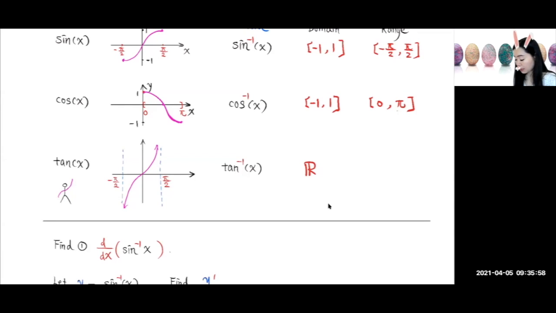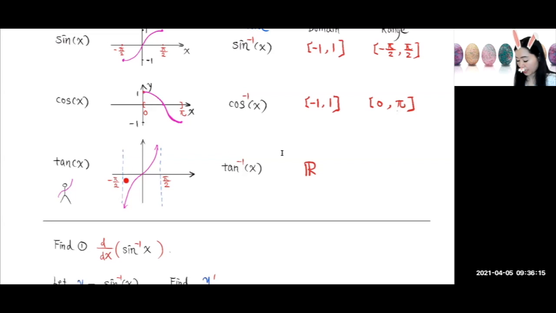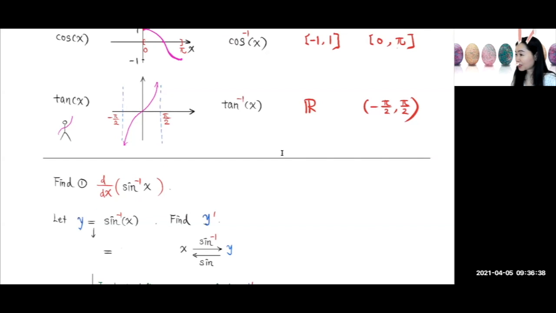Now, what about the range for inverse tangent? Negative pi over 2 to pi over 2. Yes, negative π/2 to π/2. All right, so this is a brief review for these three inverse trig functions. Today, we're going to discover the derivative for inverse sine and also inverse tangent.